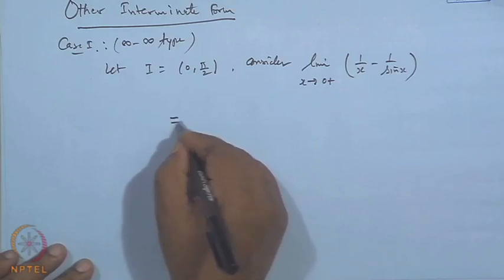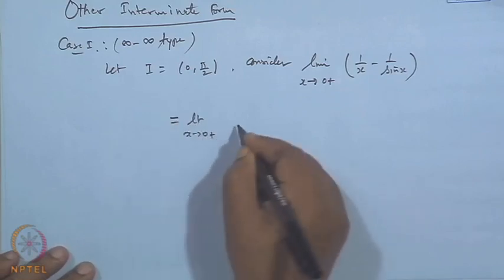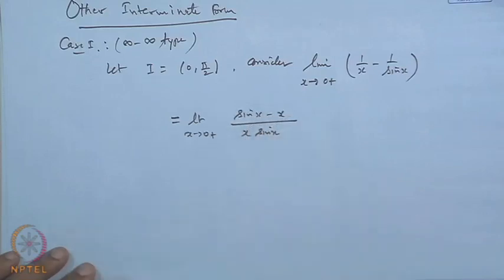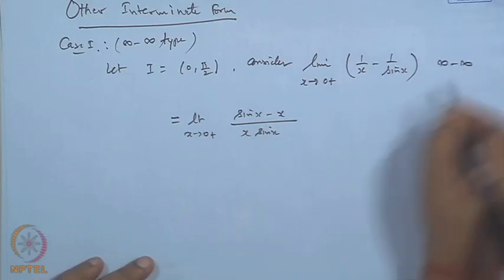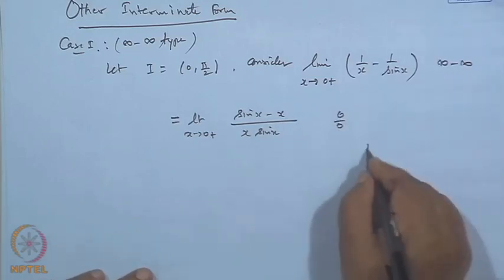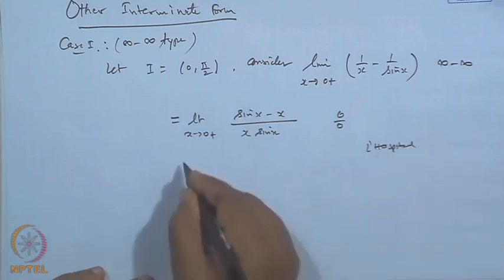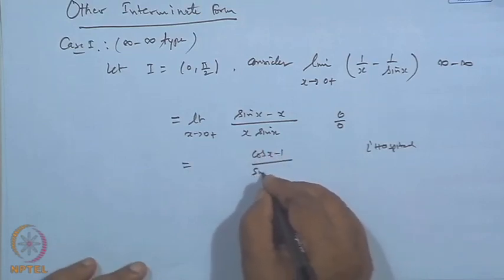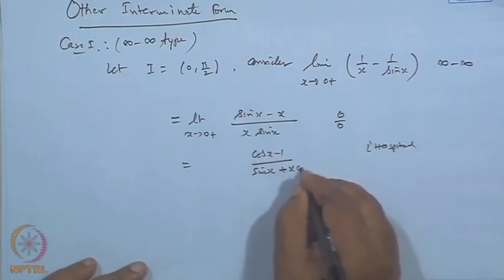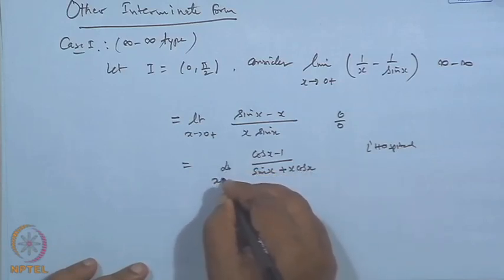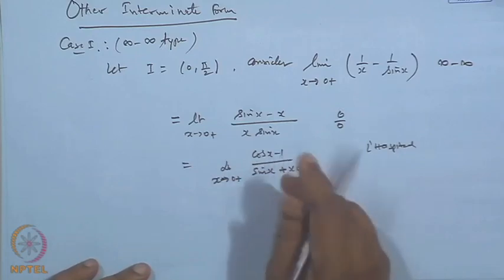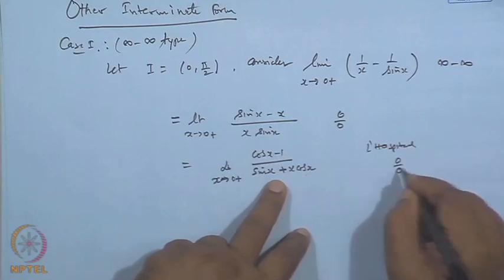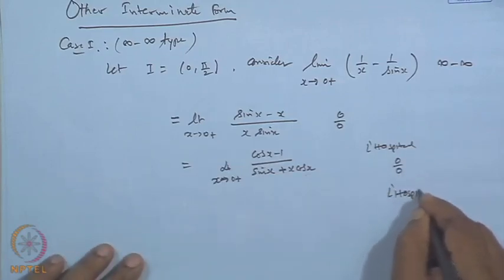What we do is we take the LCM. So the limit as x tends to 0 plus is the same as (sin x minus x) over (x sin x). Now it reduces from infinity minus infinity to 0 by 0. So apply L'Hospital's rule: differentiate the numerator and then differentiate the denominator. We get (cos x minus 1) over (sin x plus x cos x), and take the limit as x tends to 0 plus. If this limit exists, then the limit of the original will be the same. Now as x tends to 0, it is again 0 over 0.